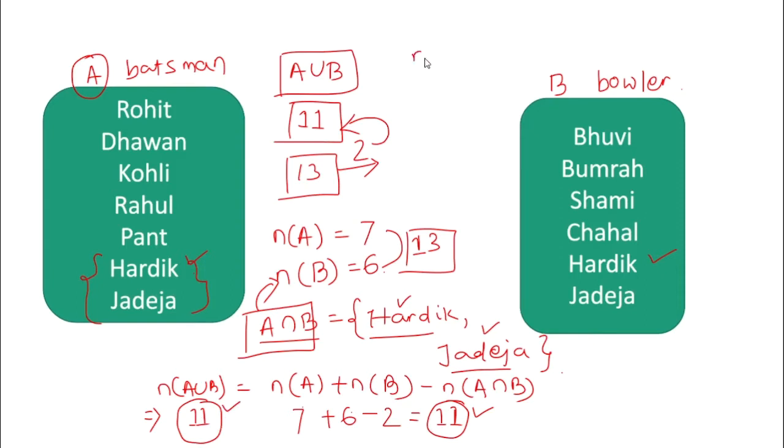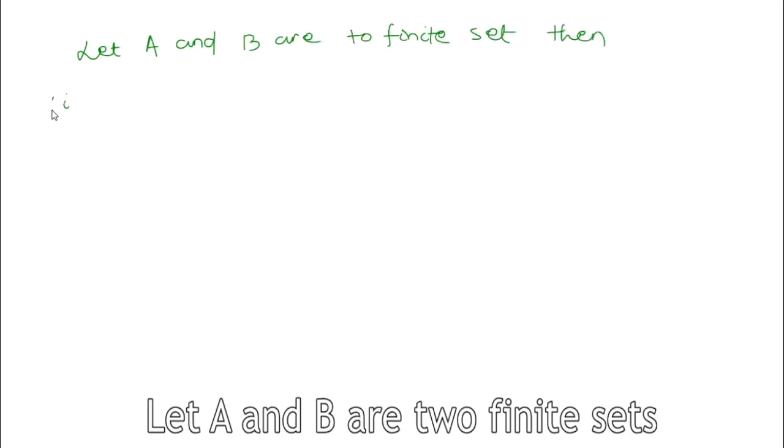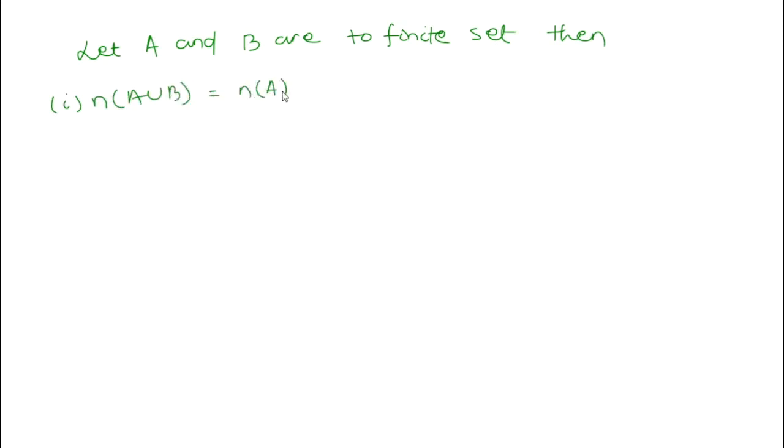Hence I can say that if there are two sets A and B, then the number of elements present in A union B is equal to the number of elements in A plus the number of elements in B minus the number of elements in A intersection B. Okay, so we can write that let A and B be two finite sets, then the number of elements in A union B is equal to the number of elements in A plus the number of elements in B minus the number of elements in A intersection B.